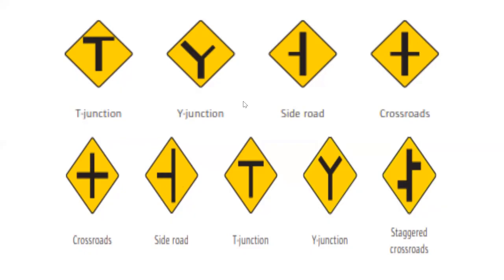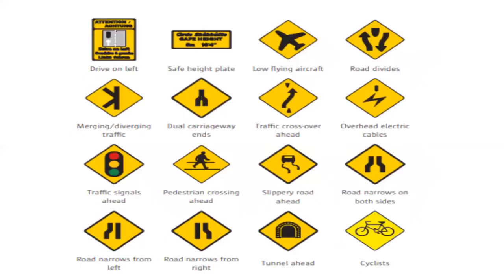Again, this one is a side road, we covered that there. In the shape of a T, we know that's obviously a T junction. Again, Y junction. Now this one, a staggered crossroads. It is a crossroads, but they're just not exactly in line. So we know staggered crossroads. Now, the top left, drive on the left. It says that on the sign.